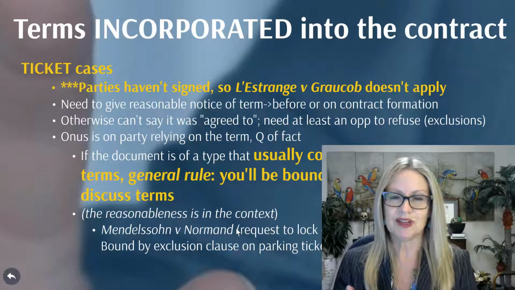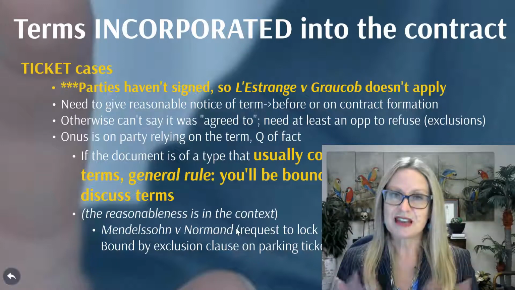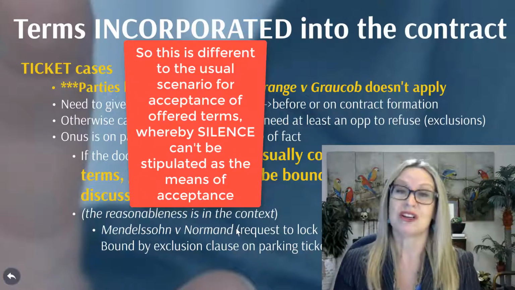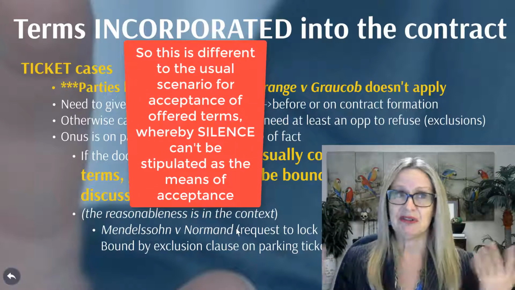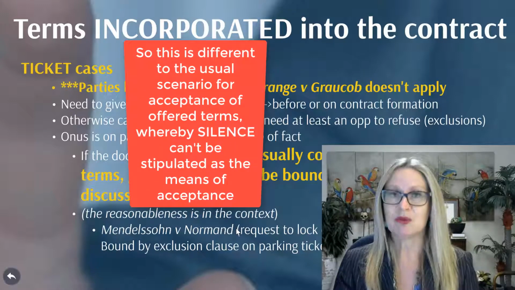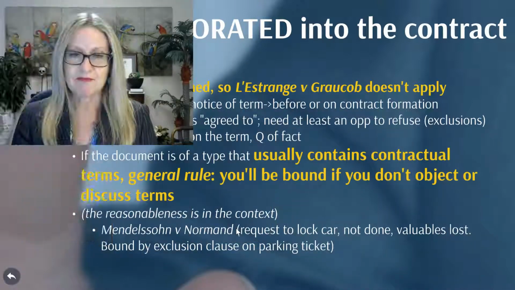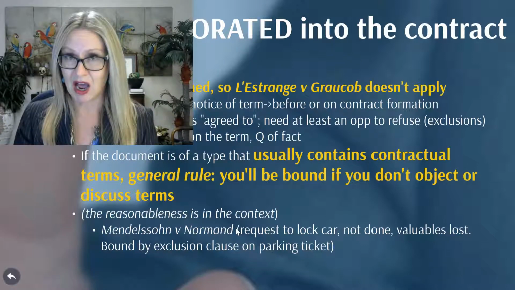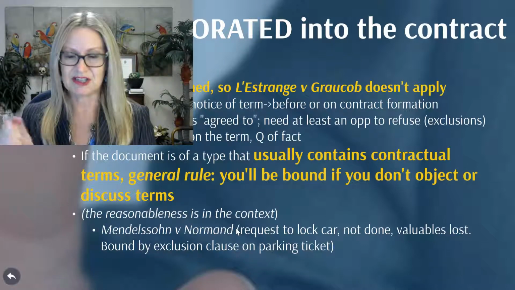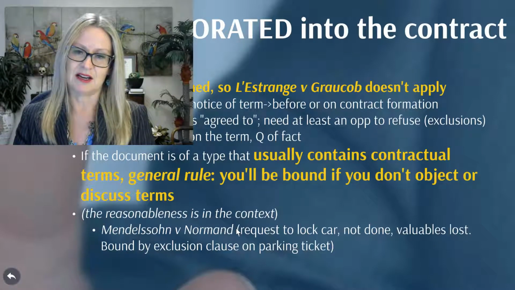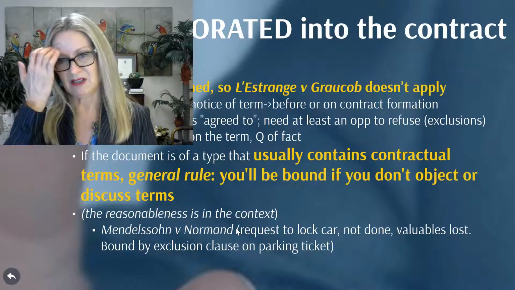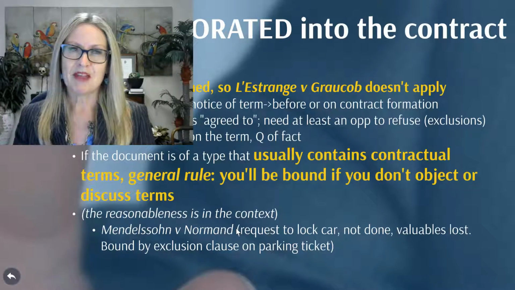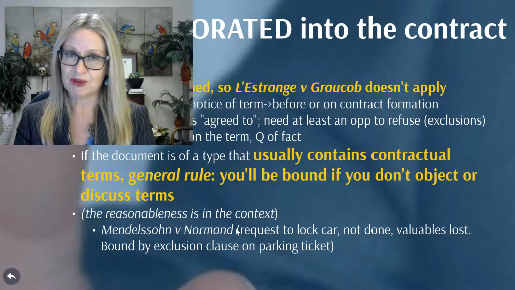The reasonableness is in the context. If that document that's been given to you is of a class of documents that normally has contract terms on it and you just take it, you don't object, then it's reasonable to assume that you have assented. In the Mendelsohn and Norman case, one of quite a number of car parking cases, there was a ticket that was given and the usual exclusion clause on the ticket, excluding liability for losses. The person parking their car was going to lock the car.